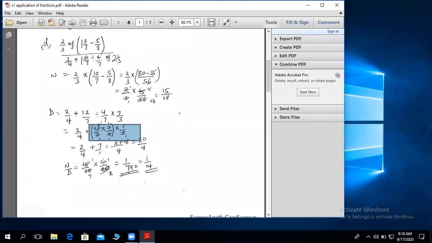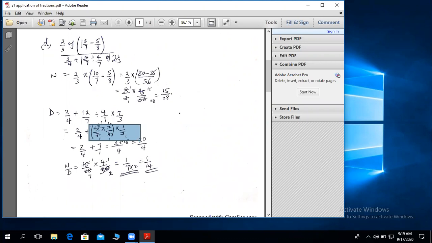So 2 out of 4 plus 7, the LCM is 4. 4 divided by 4, the answer is 1 times 2, which is 2. Then 4 divided by 1, the answer is 4 times 7, it gives us 28. So we have 30 out of 4 as the value for the denominator. Then numerator divided by denominator, this numerator which is 15 out of 28, divided by denominator which is 30 out of 4. When I divide, I multiply by the reciprocal, and I end up getting 1 out of 14.